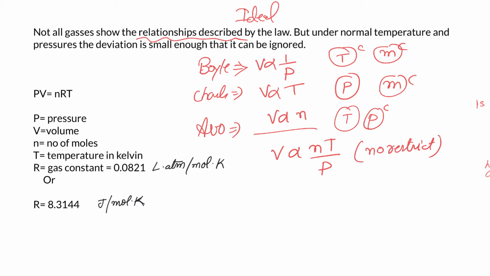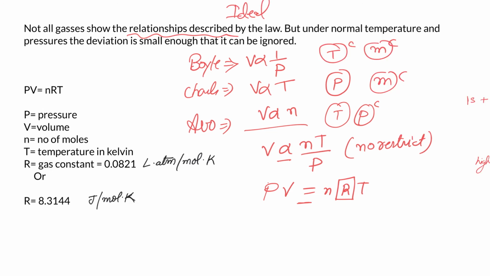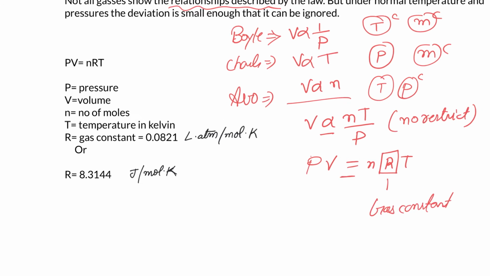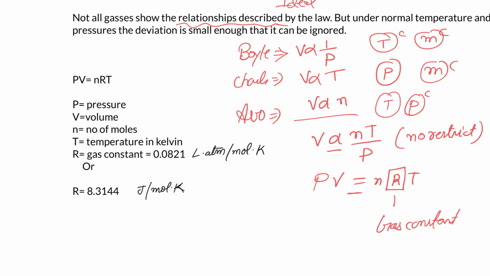So what we want is, we can come up with PV equals nRT. Now we did change proportionality to an equality here. Whenever you change proportionality to an equality, you always bring in a constant. Now this constant, as you can imagine, is the gas constant, right? Now again, the usual symbols are the same. P is pressure, V is volume, n is number of moles, T is temperature in Kelvin.